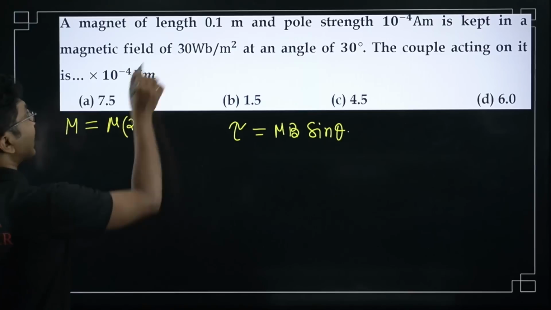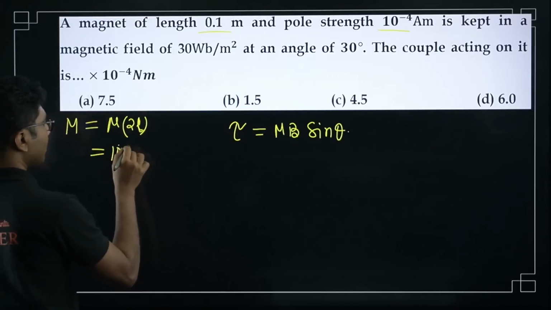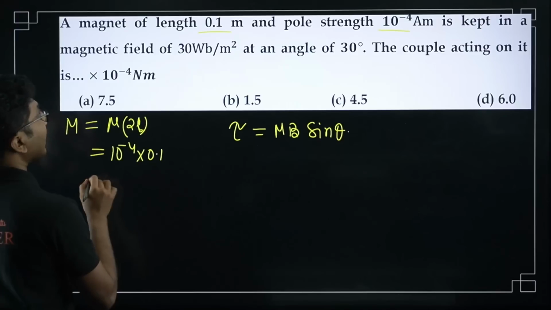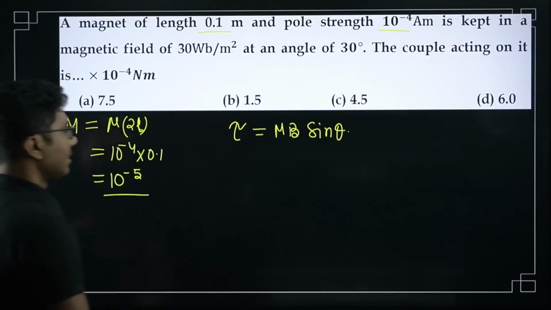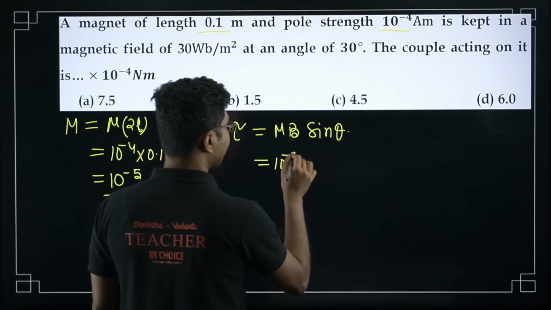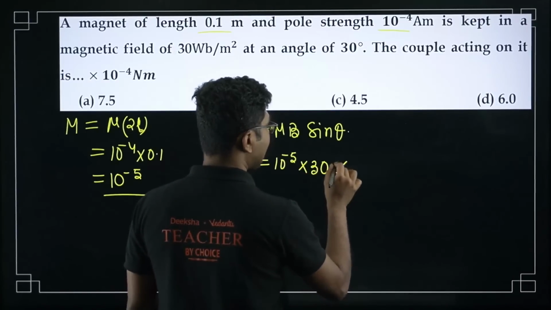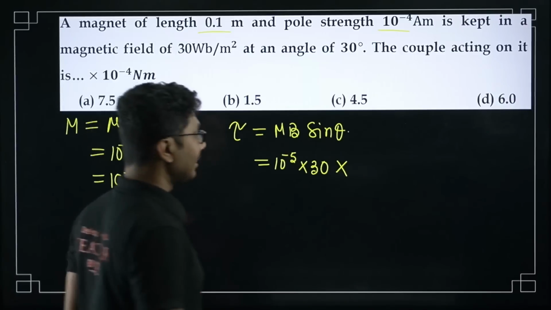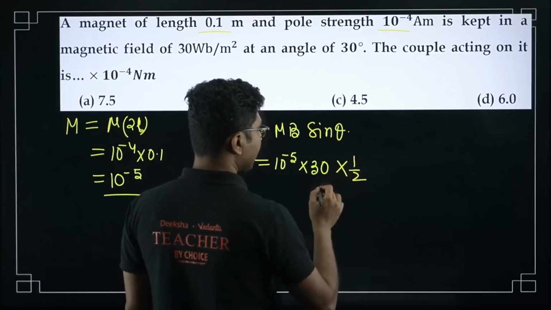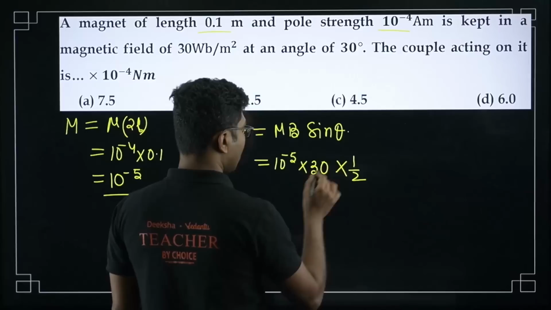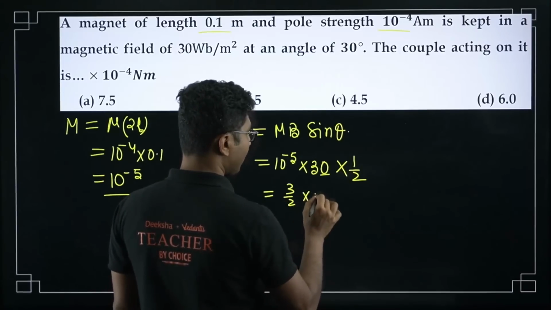Now the distance between the poles is directly given, 0.1, and pole strength is given as 10 to the power of minus 4. 10 to the power of minus 4 into 0.1, that is 10 to the power of minus 5. This is the magnetic moment of the magnet. So you have to put those values, 10 to the power of minus 5. B is given as 30 Weber per meter square, so 30, and sin theta is sin 30, which is half. Just put the values and try to calculate it. So here you can see 10 and this will cancel, so 3 by 2 into 10 to the power of minus 4.